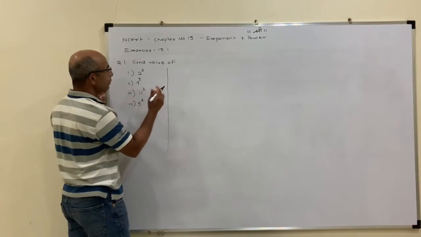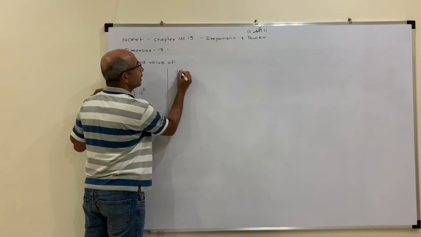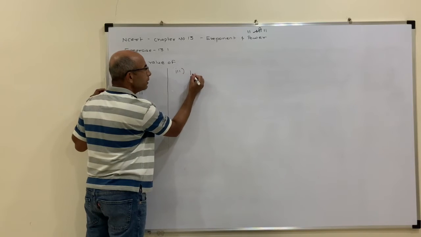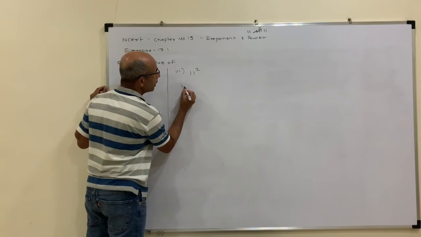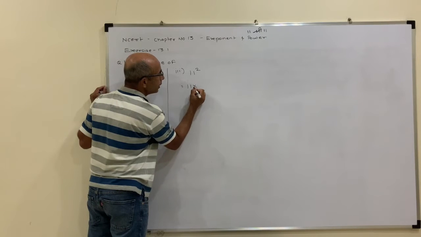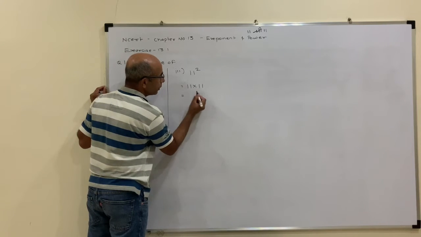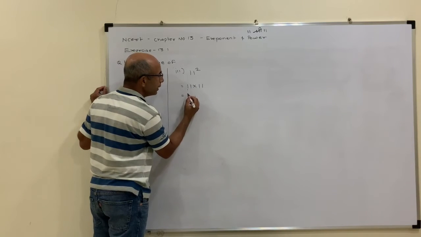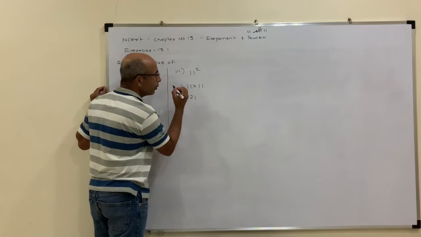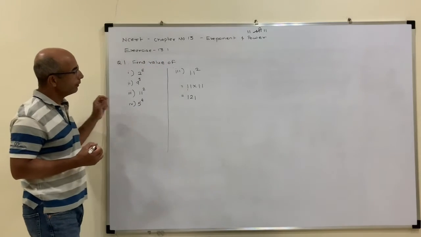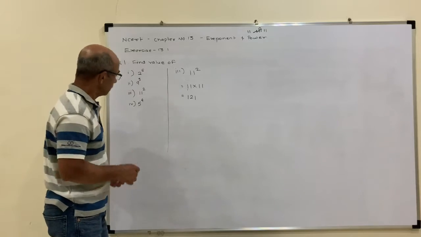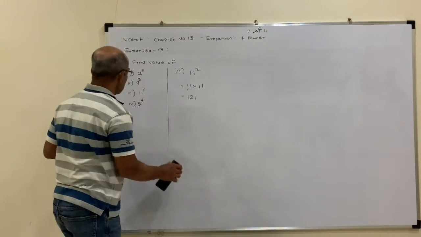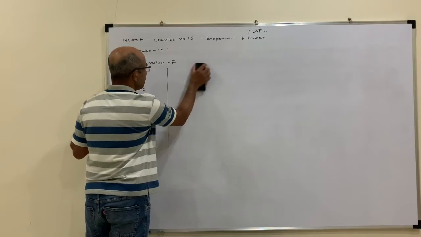So now let's move to the third one. 11 square. So now 11 into 11. 11 ones are 11, carry 1. 11 ones are 11, plus 1, 121. So 11 square comes out to be 121.